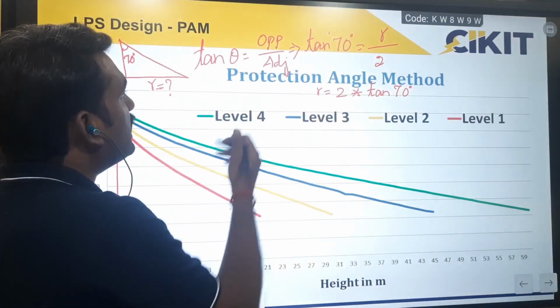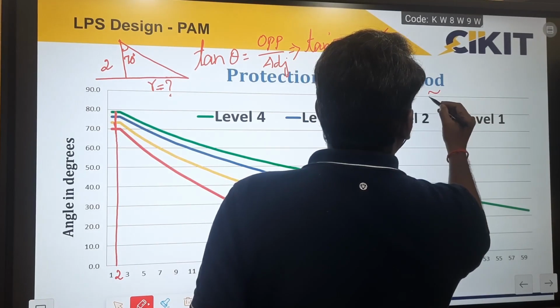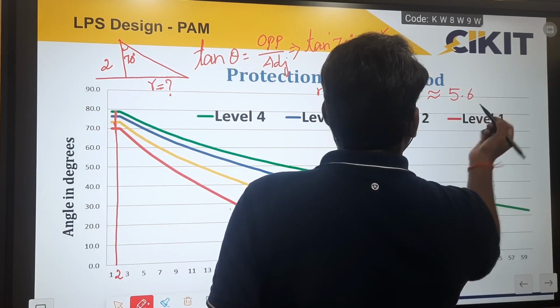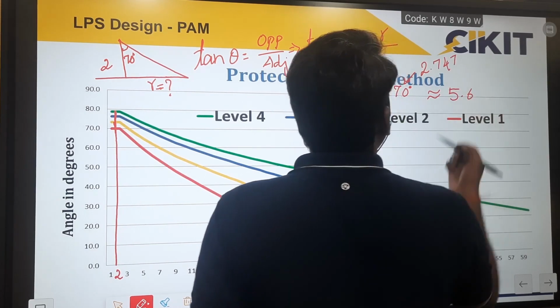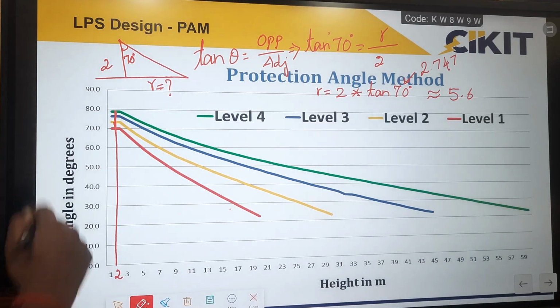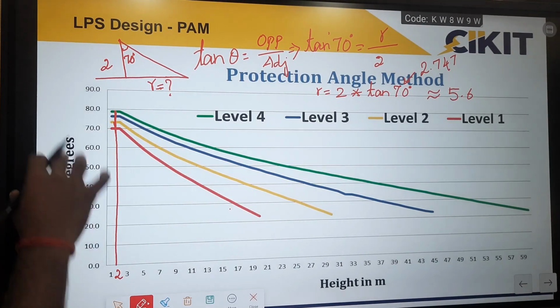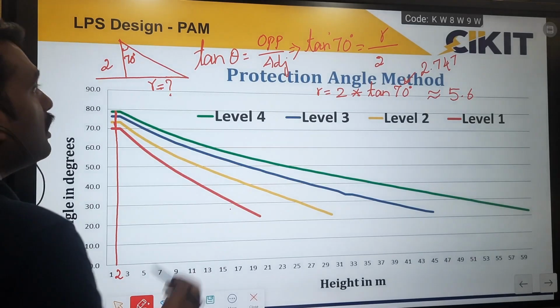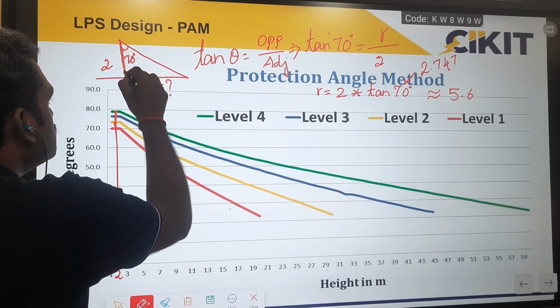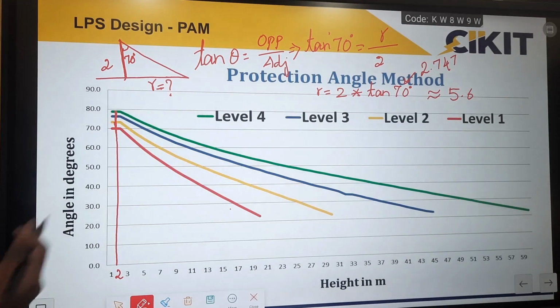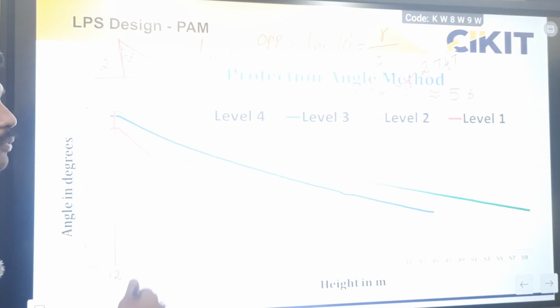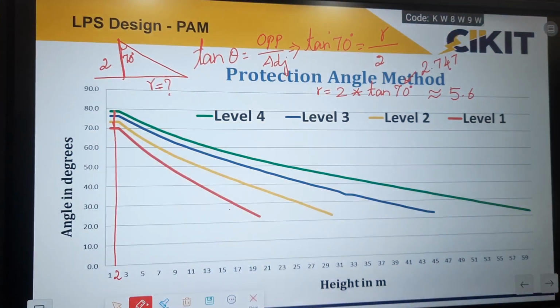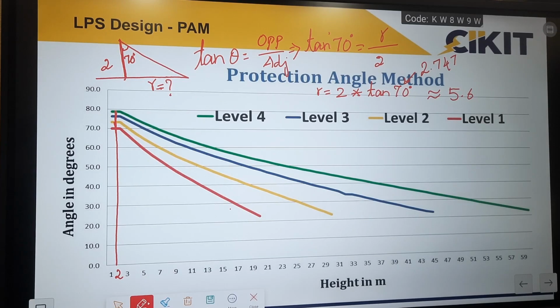So for 2 meter height at level 1, the radius will be approximately 5.6 meters. Because tan 70 is approximately 2.747, if you round it, it comes to 2.8. So 2 into 2.8 is 5.6. That will be the radius of protection for an air terminal of height 2 meters at level 1. Similarly, we can calculate the radius of protection at different heights for different levels. This is the calculation behind the radius of protection for the protection angle method.